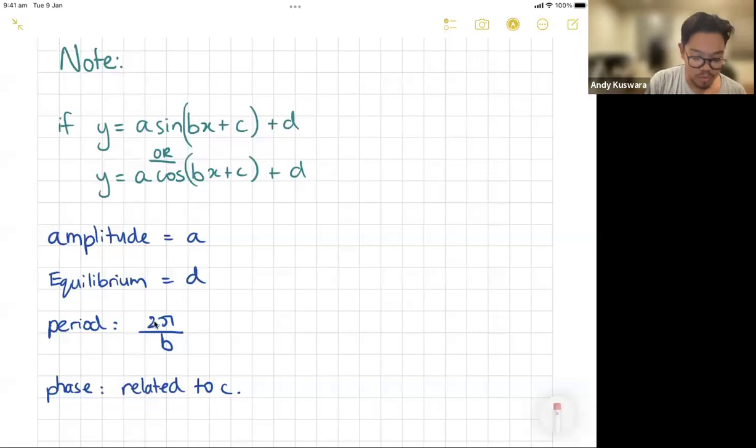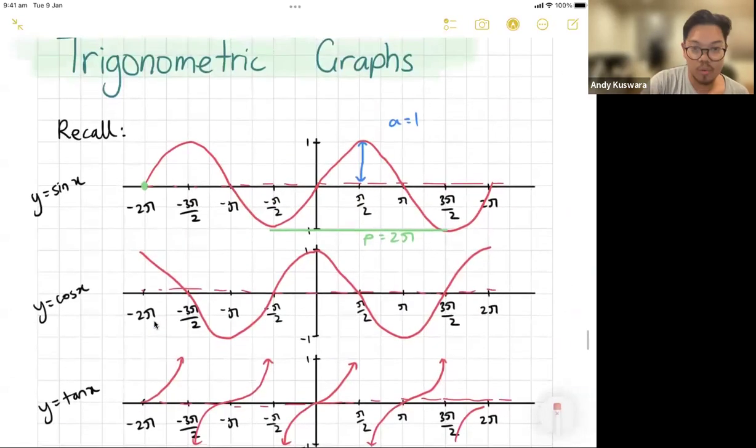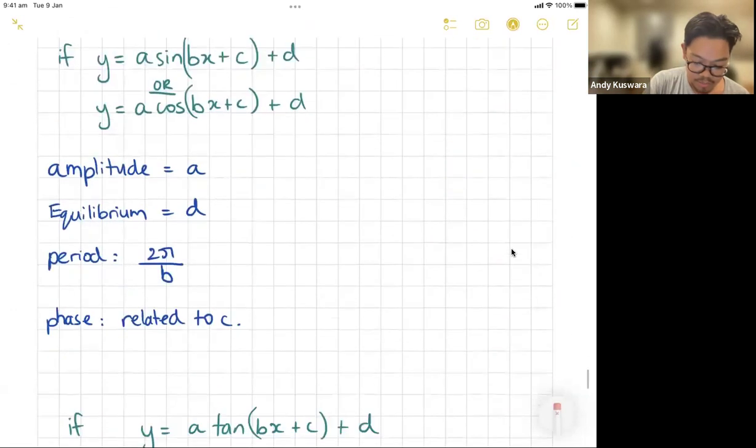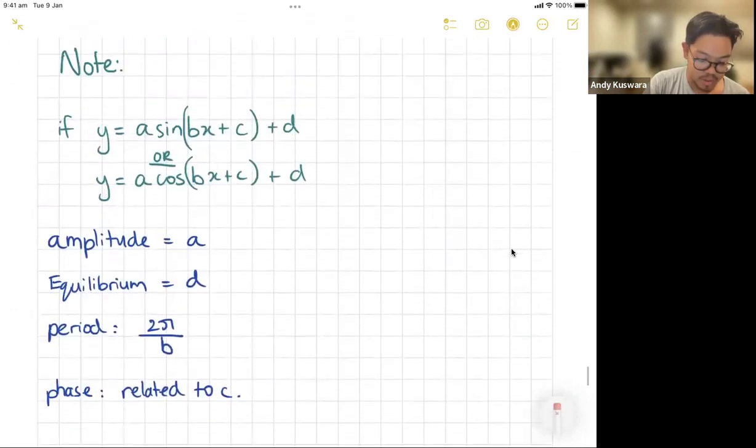Now, we saw before with sine and cosine, what is our period? The period of sine is 2 pi, and the period of cosine is also 2 pi. That's how long it takes to complete one full rotation. So what's nice about this is your period is given by 2 pi over whatever the term in front of x is. So 2 pi on b. Now, if it's just bx and there's no plus c, then there's no phase. If there's another term attached to your x term in the bracket, that's how you'll know there'll be a phase.